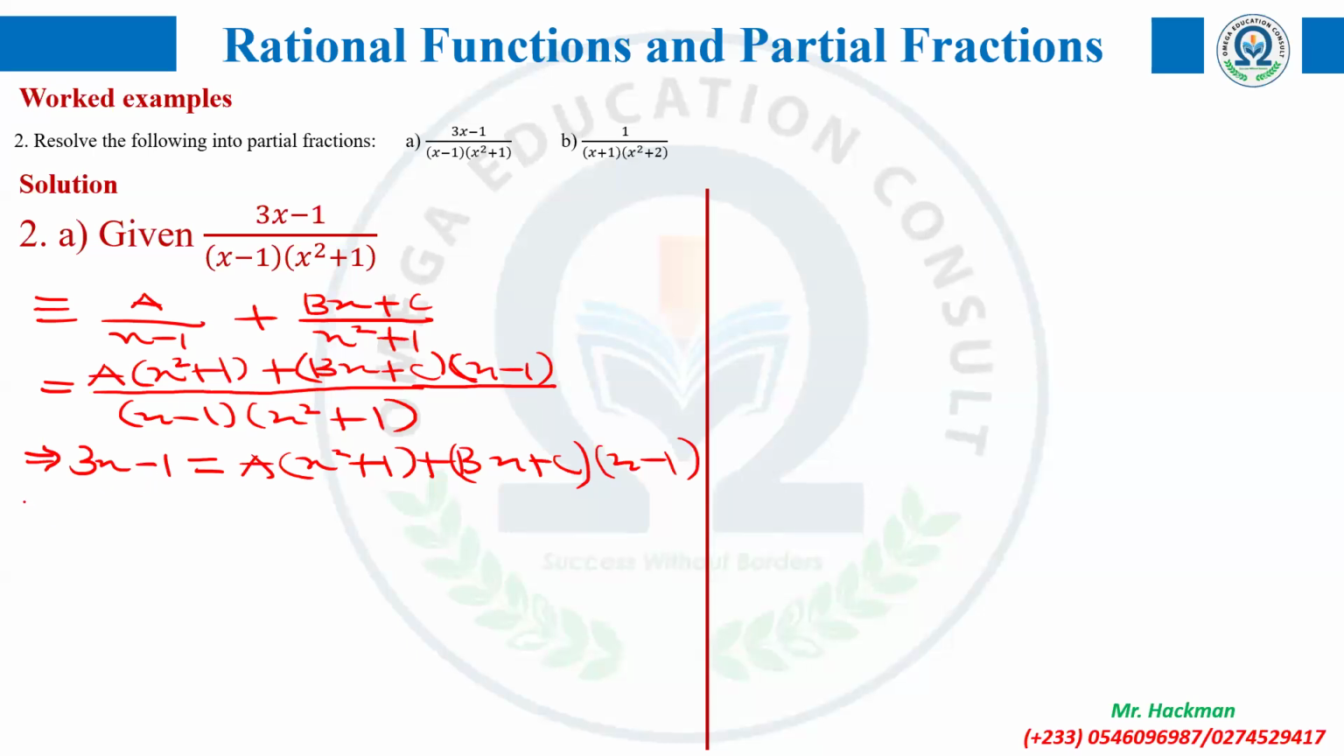So your first substitution will be, if x is equal to, let's go for the first value. If you equate this one to 0 and solve, x will be equal to 1. Do you agree? So if x is equal to 1, we go and substitute that here. We are going to get 3 into 1 minus 1 should be equal to A into 1 squared plus 1, plus B into 1 plus C, the whole of that into 1 minus 1. All correct.